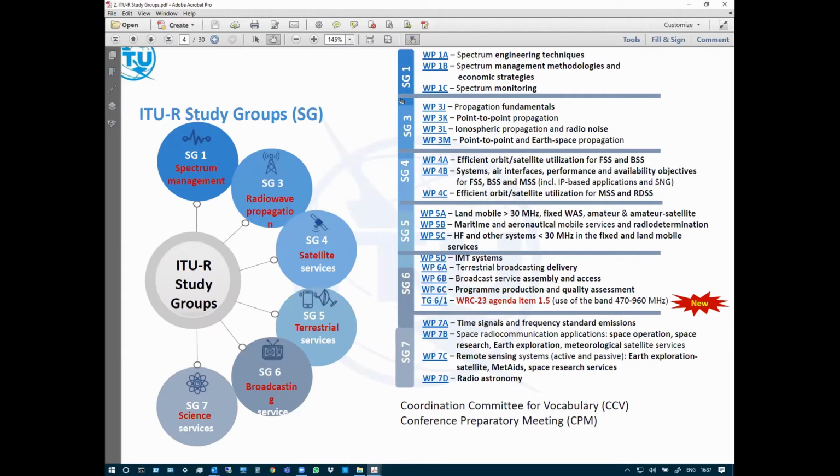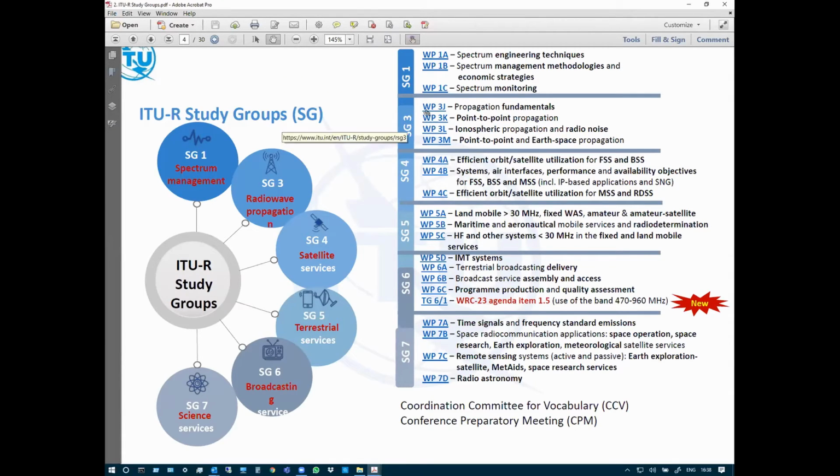We have then study group 3. Before you ask, there is no study group 2. Why? In the past, there was a study group 2, but it was disbanded because its topics were distributed among the other study groups, and to avoid any confusion, we don't reuse the number. That's why we skip from 1 to 3.